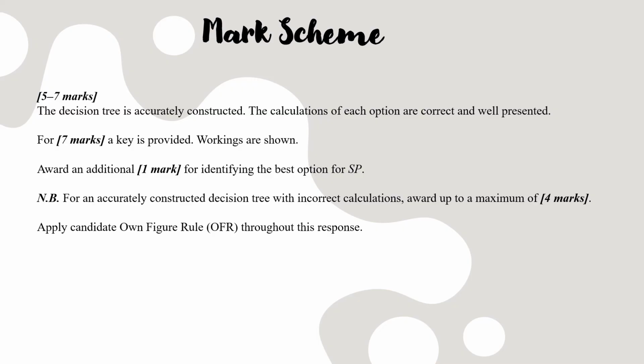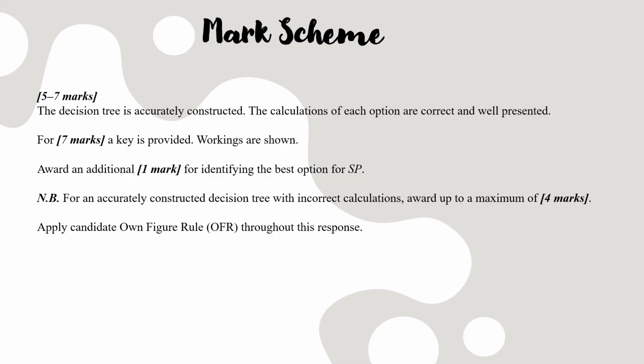Now, an important point here is the last comment. Apply a candidate own figure rule throughout the response. Now, the own figure rule is if there's a calculation and a mistake is made, an arithmetical error is made. So on EV1A, you've multiplied incorrectly on just one of the components. That obviously throws the whole calculation out. It'll be incorrect. But if an examiner can see where you've made the mistake, so you've carried forward an incorrect figure into the subsequent calculation, but you've carried out the calculation correctly, i.e. you understand what you're attempting to do, they'll penalise you once and once only, by 1 mark.